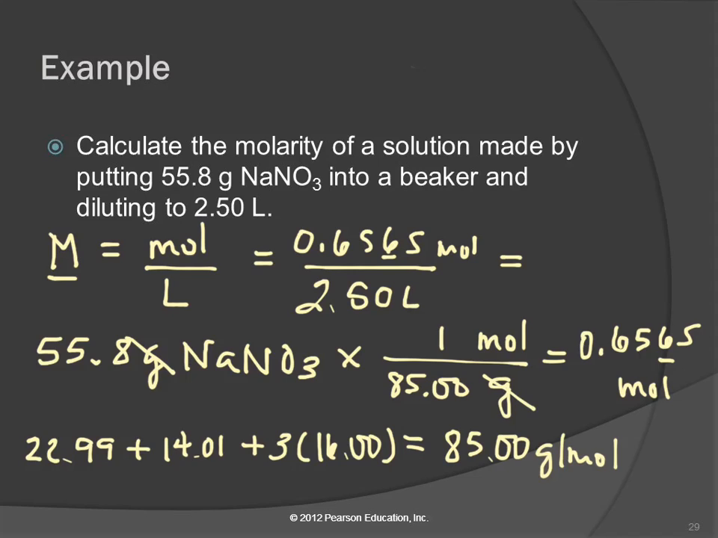0.6565 divided by 2.5. That's cool. Calculator says 0.2626. Numbers are fun. But we have to round that off. 0.263 molar, capital M. Capital M means moles per liter.